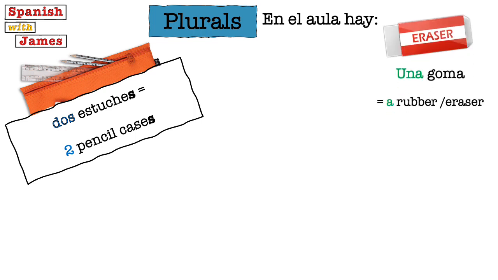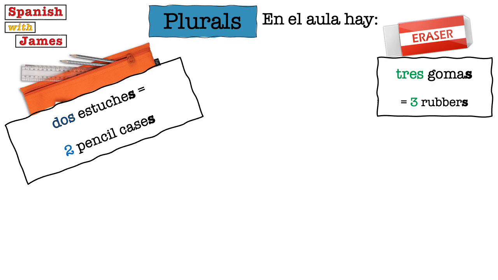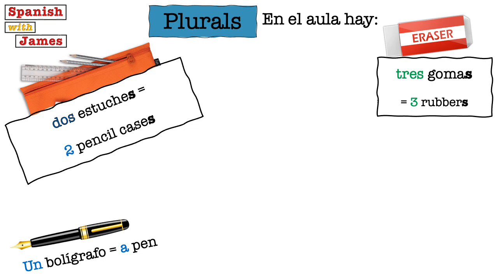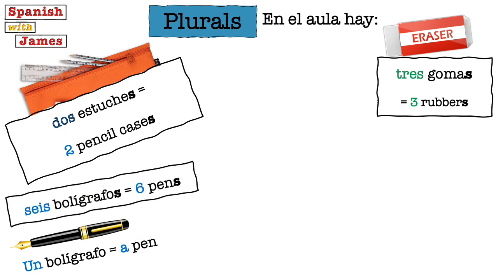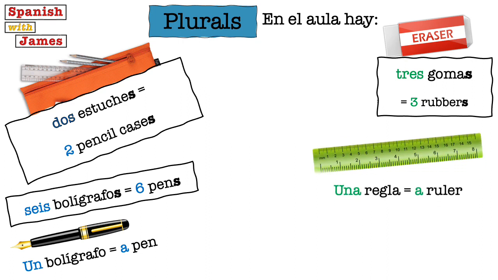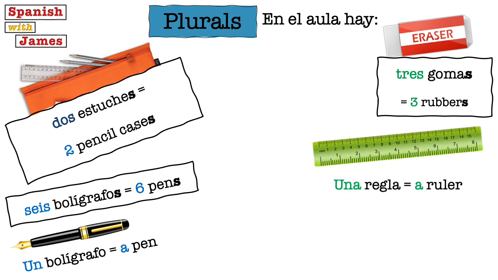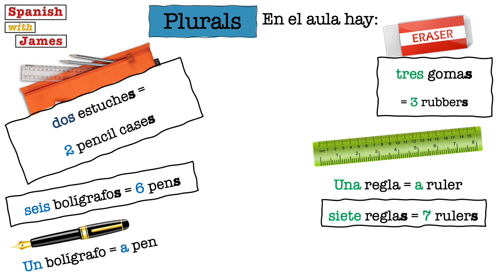En el aula hay una goma. En el aula hay tres gomas. So again, we're just adding an S. En el aula hay un bolígrafo. Hay seis bolígrafos. So again, we're just adding an S. En el aula hay una regla. Hay siete reglas. So all of these, because they end in vowels, estuche ends in an E, bolígrafo ends in an O, goma and regla they end in an A, we just have to add an S.